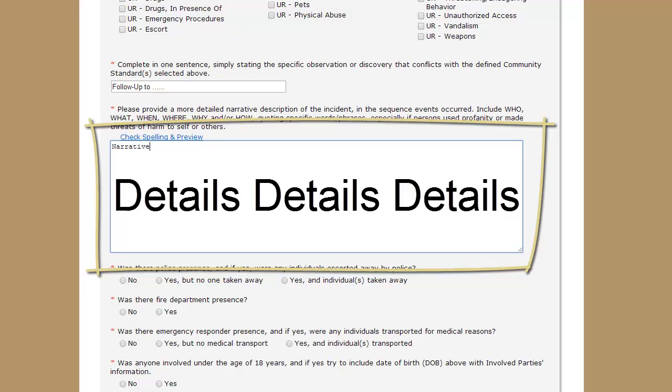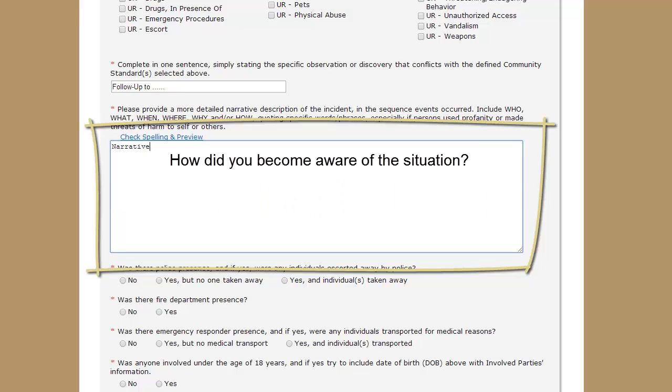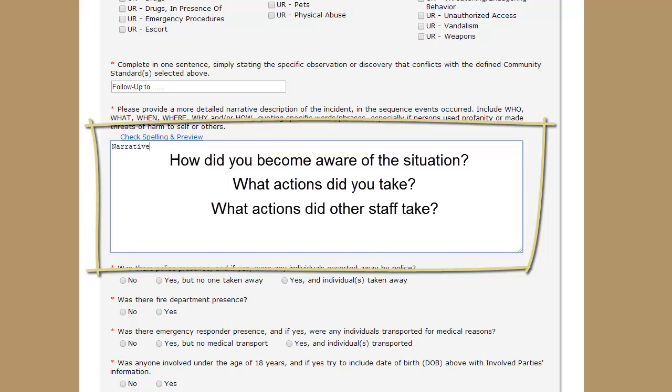Items that would be great to include are, but not limited to, how did you become aware of the situation? What actions did you take? What actions did other staff take? What follow-up did you perform? Examples could be specific alcohol containers or brands, how long it took to get into the room, times that events occurred, how loud something was, others that were affected, or why a room was thought to be suspicious.